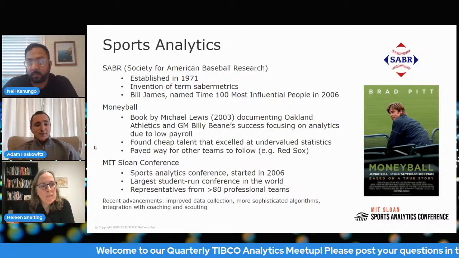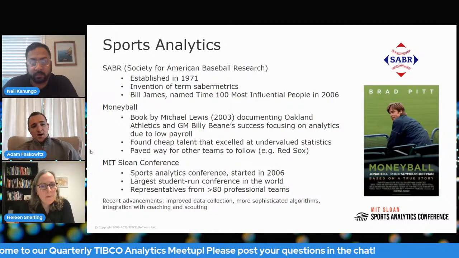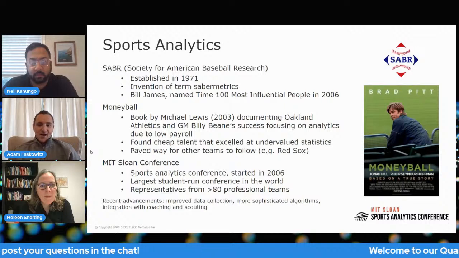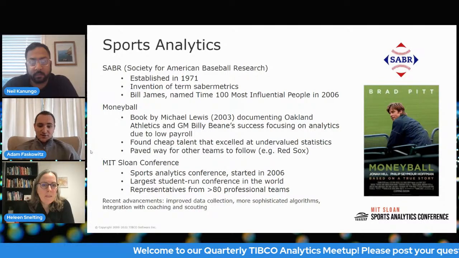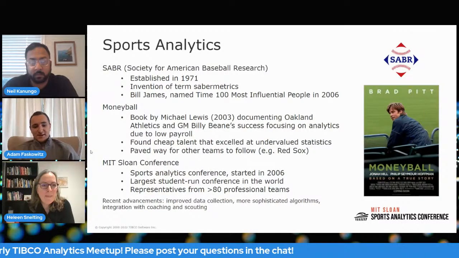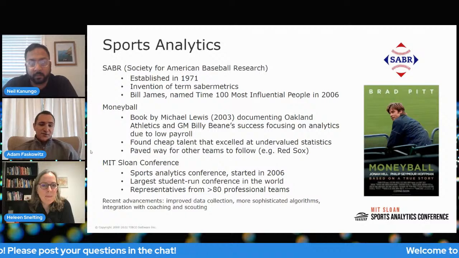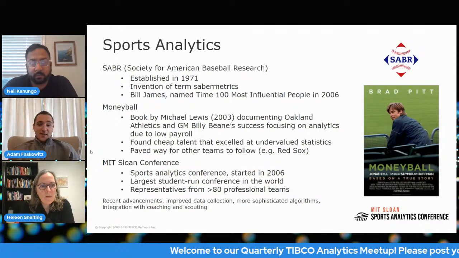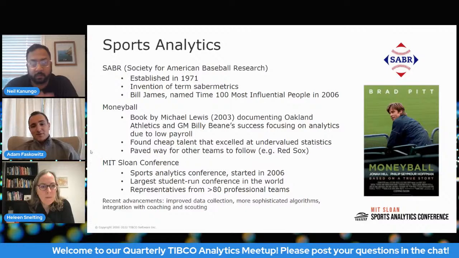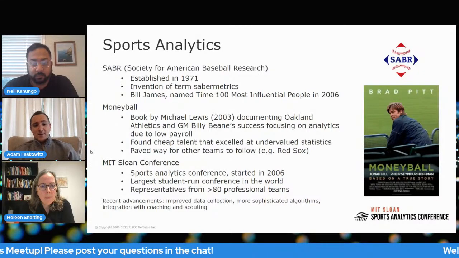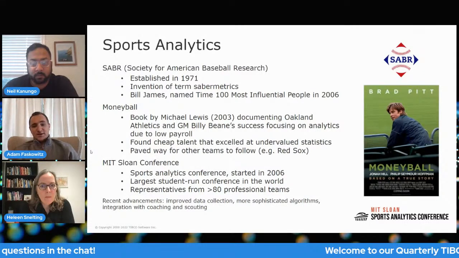Now, what a lot of people think of when they think of sports analytics is Moneyball. And this was a book that was put out by Michael Lewis in 2003, which later became a movie starring Brad Pitt, that documented the Oakland A's and the GM, Billy Beane, their success while focusing on sports analytics due to their very low payroll. They had like $100 million less than some of their other teams in the league. So they had to find specific undervalued statistics that they would emphasize and make a key point of their strategy. And they were very successful in doing this and actually then paved the way for many other teams to follow. So one of the examples was the Red Sox, who did get Bill James and became a lot more analytically minded and won several World Series doing so.